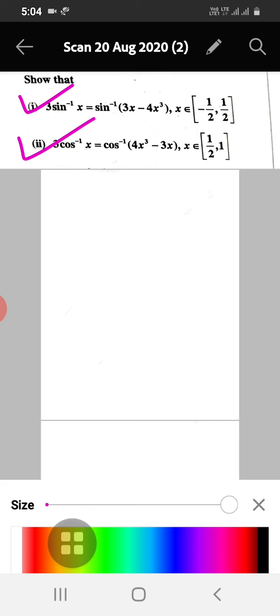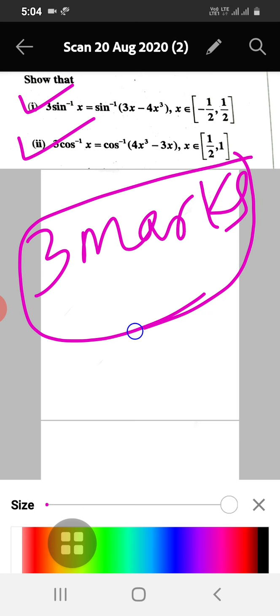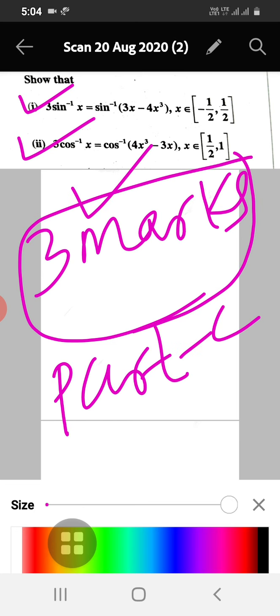So you don't have to mug up all these. The only thing is you have to practice this. These two are very important properties which are asked many times in Part C for a 3 marks question. Any one of the properties will be asked. So I am going to prove two properties in this video.